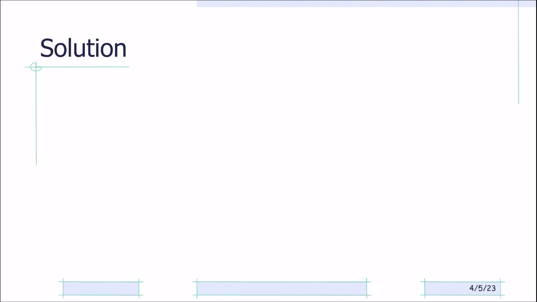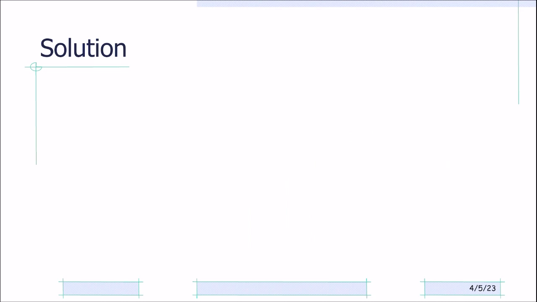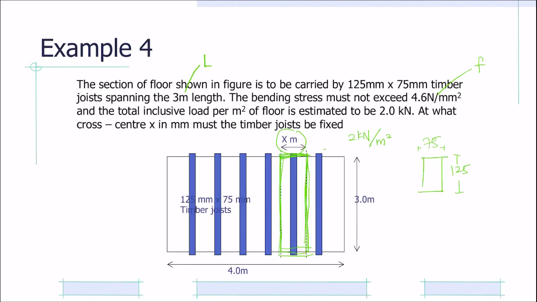Okay, therefore what we're going to find first is we need to make some equation in regards to finding the load to be carried by one timber joist. Okay, we know that the width of the joist is 3 meter. Okay, because we want to know for one joist. So we take one joist, and we know that half of this will be supported by one joist. Another half, for example like this, will be supported by this joist, and for this joist it will be supported like half of this, something like this.